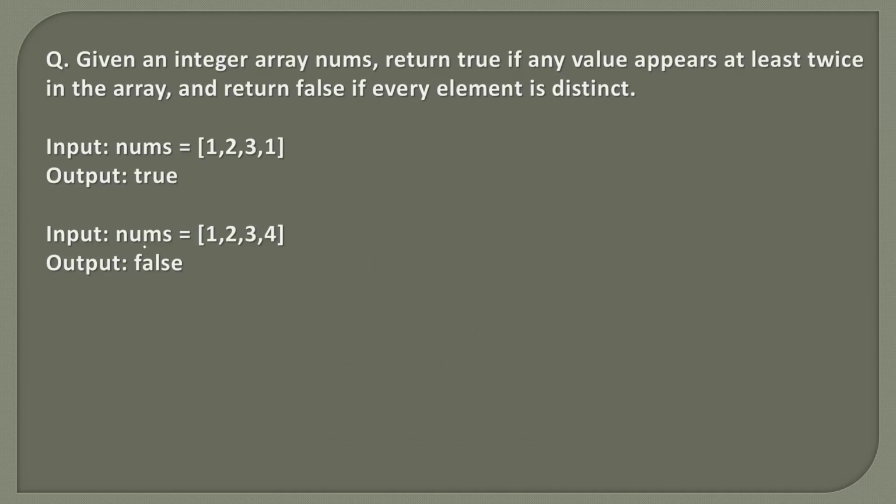So here you can see in the second example the array is 1, 2, 3, 4. So all the elements are distinct, therefore we have to return false. So here our task is to check whether the array contains duplicates or not. Now let's move ahead and see how we can solve this problem via various techniques.